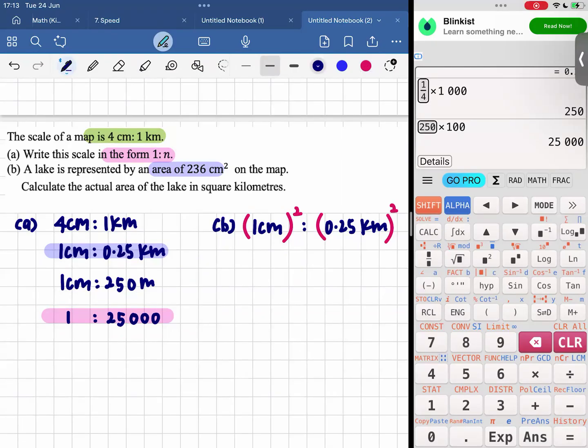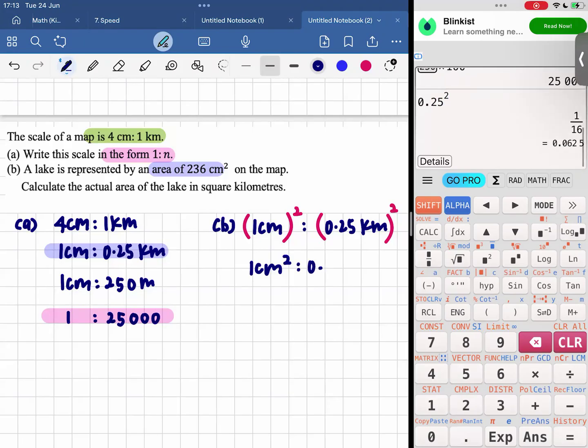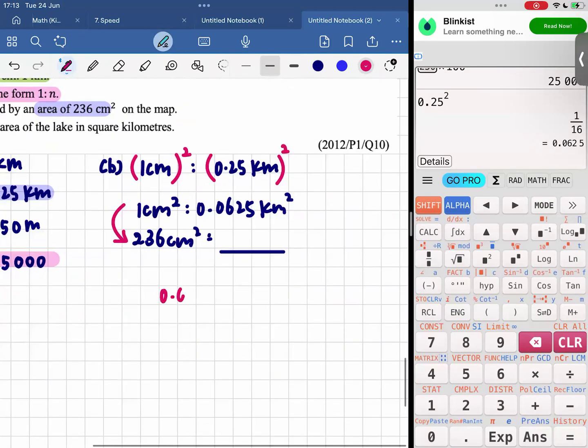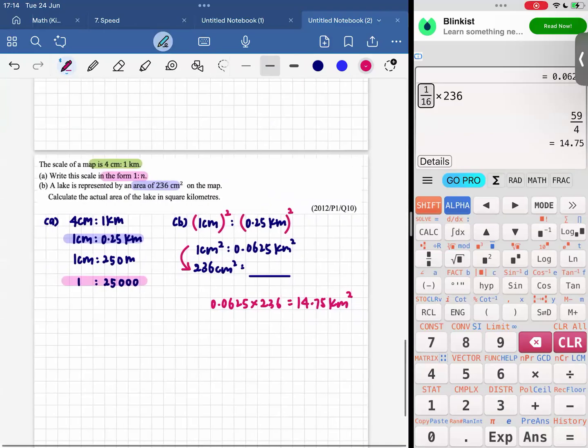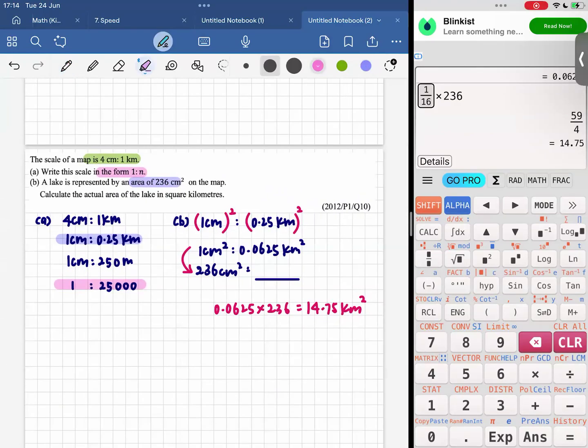So this one will be 1 cm square, 0.25 square is 0.0625 kilometer square. So what do they want? They want actual, right? So plug in your math one. Similar concept, just go and multiply. So what do we do from here? 0.0625 multiply by 236. So 14.75 square kilometers. So you got your final answer from here.